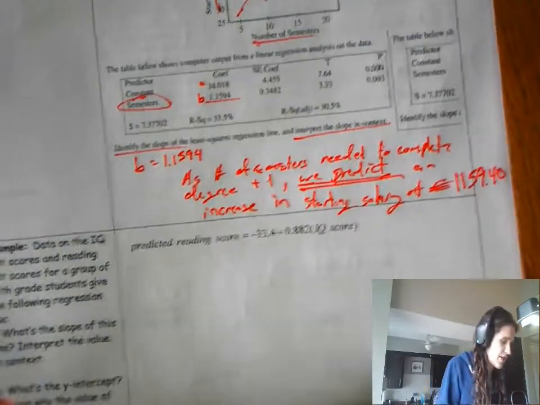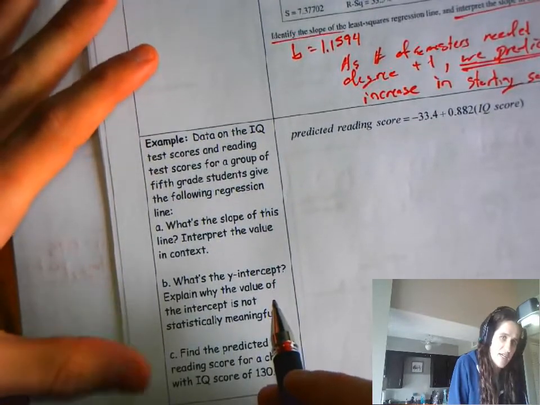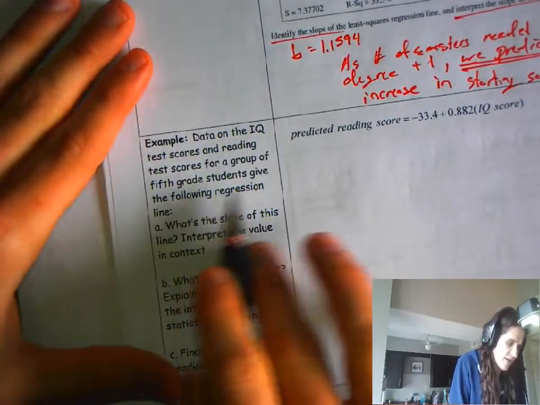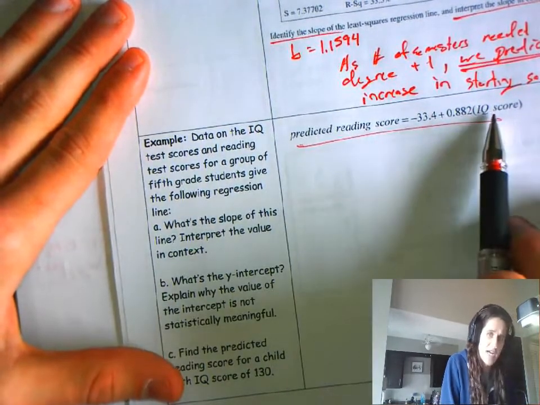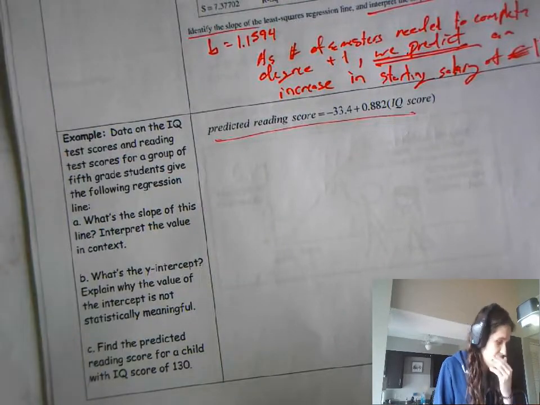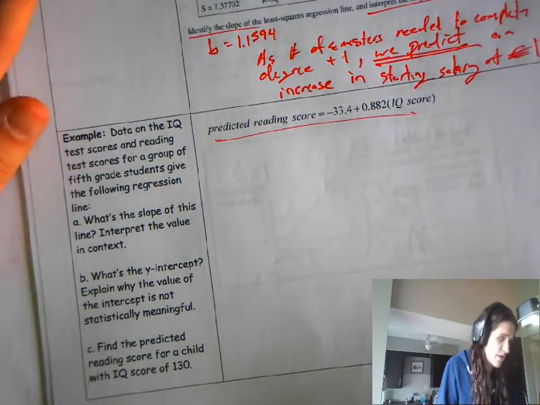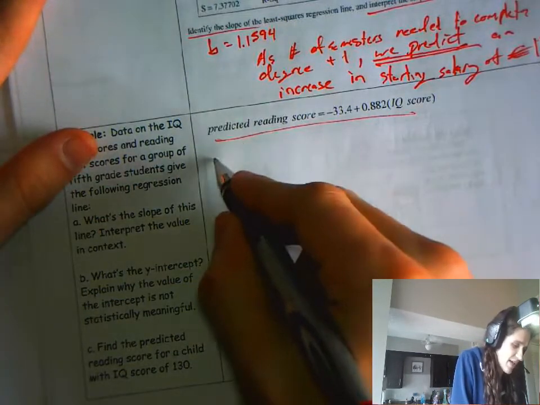Do the data on IQ test scores and reading test scores give the following regression line? We got this regression line given to us, relating IQ score and predicted reading score. So if we know what somebody's IQ score is early, we might be able to predict their reading score later on. Okay, what's the slope of this line? Interpret that in context. A, what's the slope?